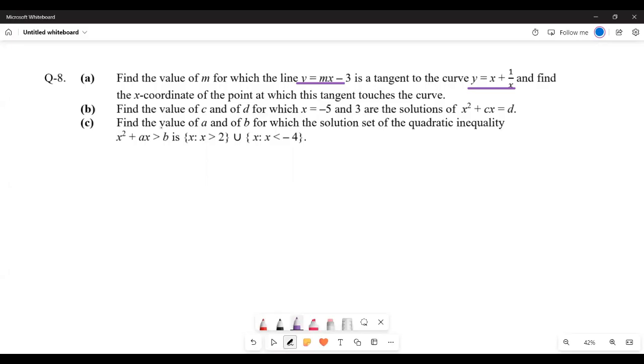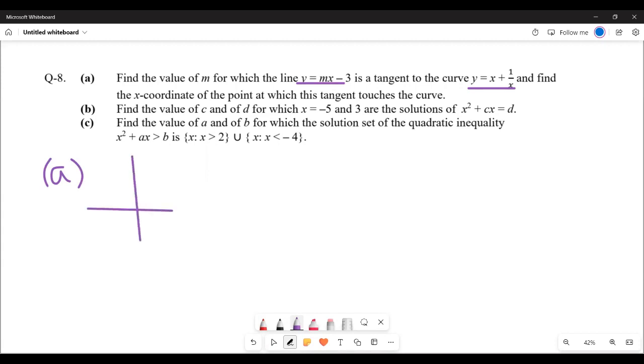Question number 8, part A. Find the value of m for which the line y equals mx minus 3 is tangent to the curve y equals x plus 1 over x. Okay. So, when is a line tangent to a curve? When b square minus 4ac equals 0.